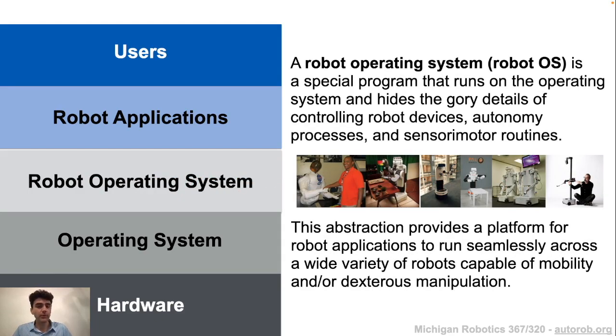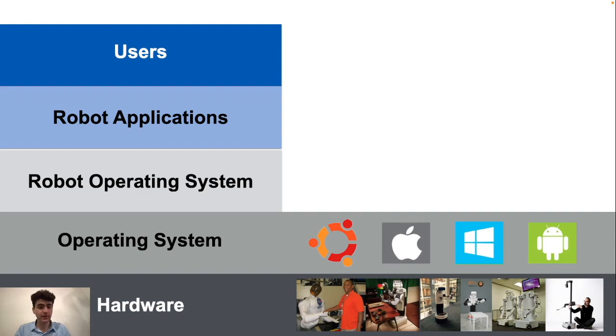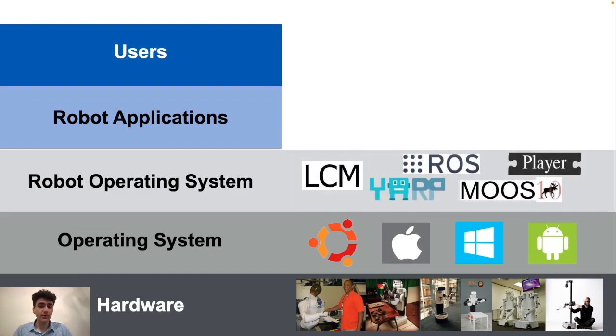We view in this course a robot operating system as a specific program that runs in between the computing operating system and the higher level robot applications. This robot operating system would be responsible for hiding those gory details of the actual robotic device from the higher level application so that it can be more efficient and much easier to develop. So again, at the lowest level, we have the robot hardware itself. Sitting on top of that, we have a computing operating system, like the ones that we're all familiar with. This would be Linux, Apple macOS, Windows, Android OS, and so forth. On top of that sits our robot operating system. Typically, this would be something like LCM, or more commonly ROS, for Robot Operating System, although there are others as shown here.